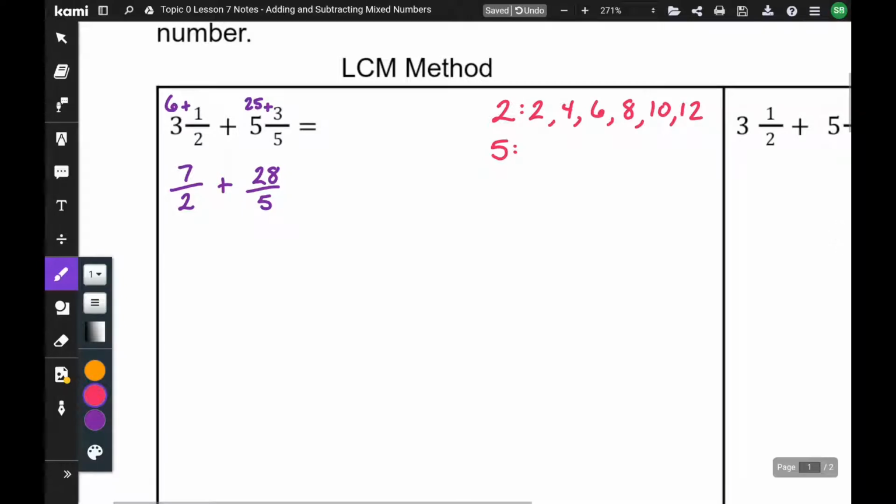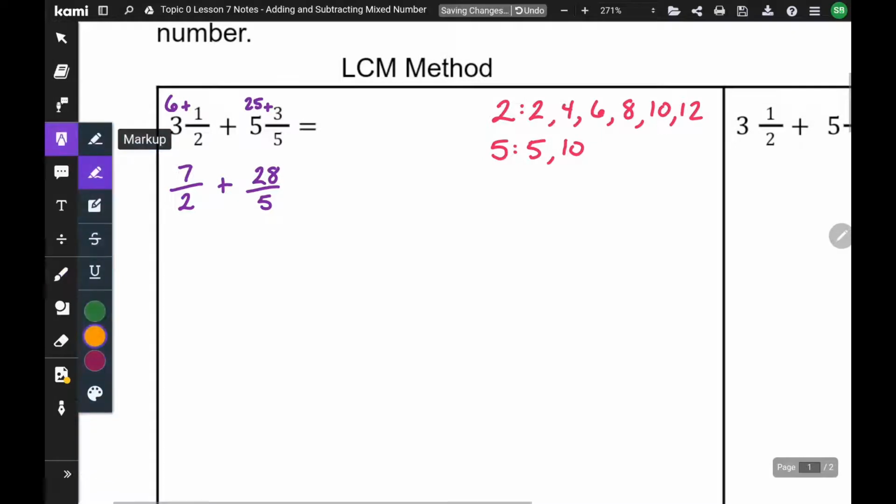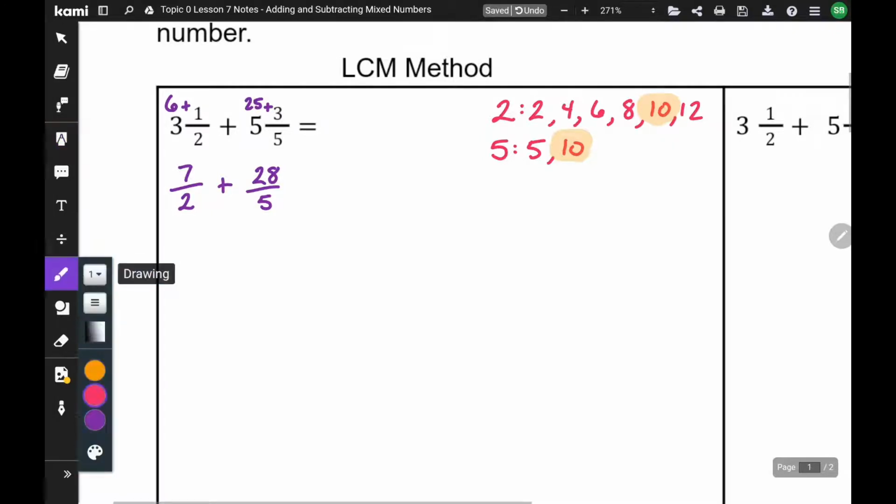Now I'm looking for the first number that appears in both lists. So I'm going to start counting by 5s here. I've got 5, 10. As soon as I see a number that appears in both lists, I can stop. So my least common multiple of 2 and 5 is going to be 10. So in my new problem, I'm going to be looking for denominators of 10, and I have to figure out how I got those.